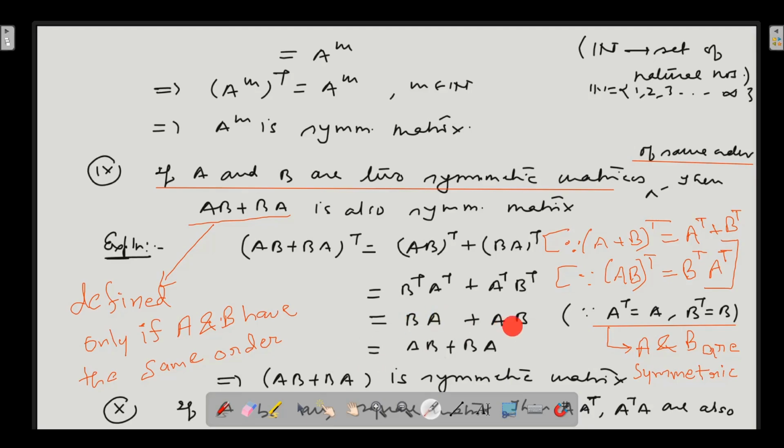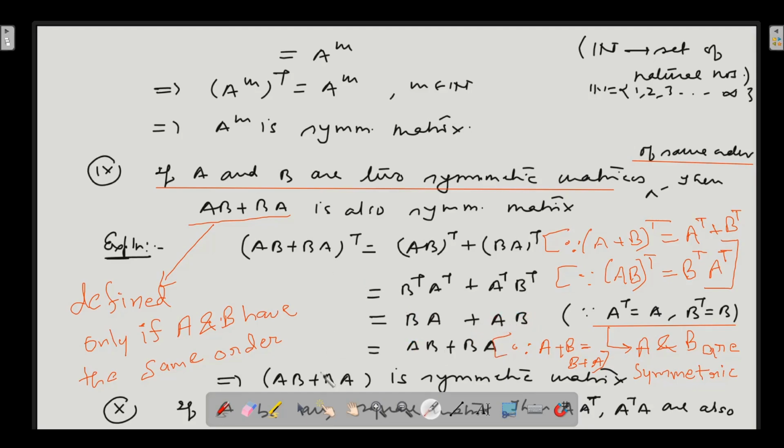Now BA plus AB can be written as AB plus BA because addition is commutative. You can write the property here as well, that A plus B is equal to B plus A. Addition of matrices is commutative. As addition of matrices is commutative, BA plus AB will be equal to AB plus BA.